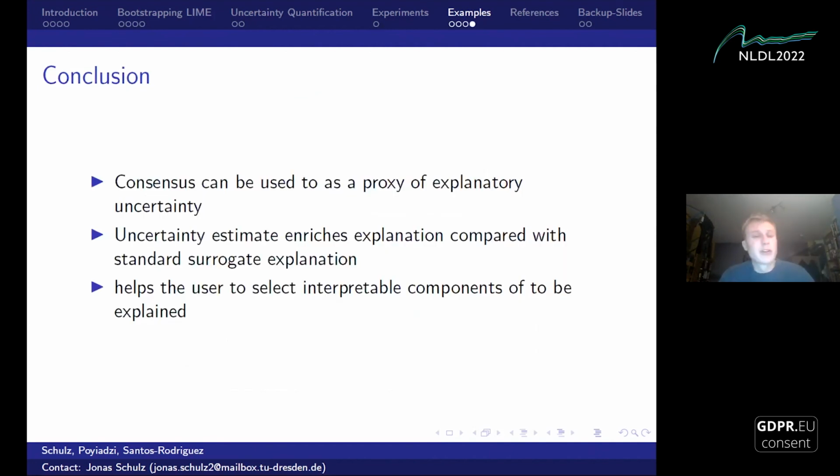Concluding from this, we can say that by reporting the consensus additionally to the explanation, the explanation is overall enriched, and the user is provided with more measures or more tools to reason about the explanation. For instance, in the case of images, these consensus estimates can help to give the user feedback on which segmentation of the input into interpretable components might lead to a more trustworthy explanation. These are the references.